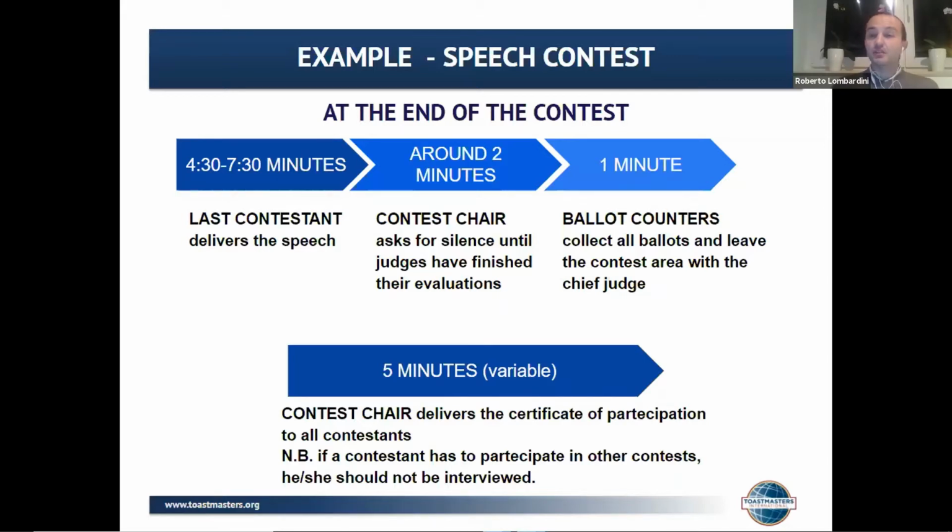And then after the ballot counters are outside, the contest chair can deliver the certificate of participation to all contestants. Again, the certificate of participation should go to everyone. Then people who are competing in other contests during the day or the event will not be interviewed. They should receive the certificate of participation, but then they have to be silent and go back to the audience. Others can be interviewed if the contest chair wants.